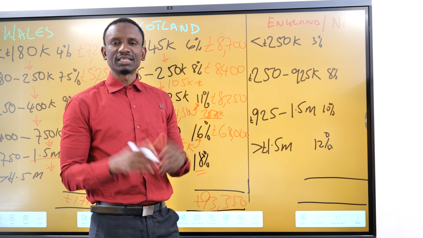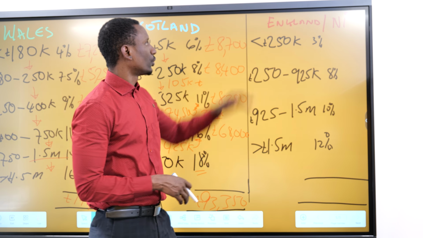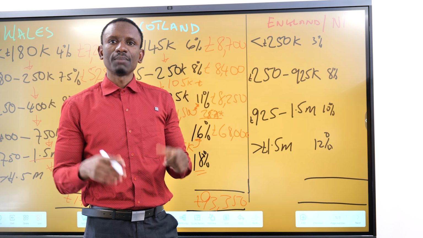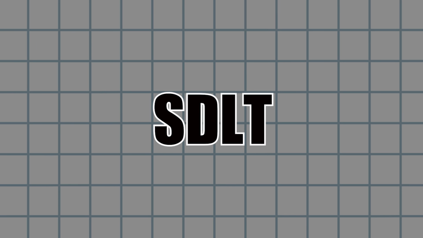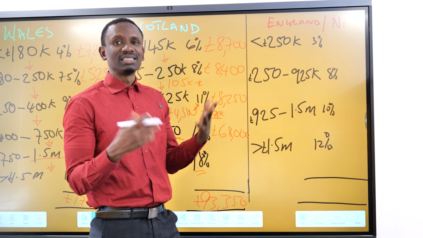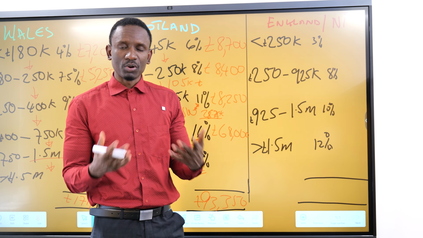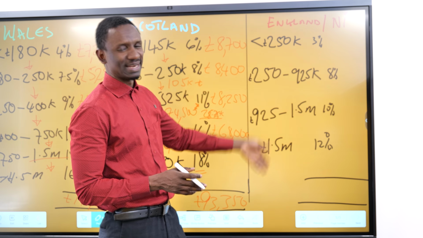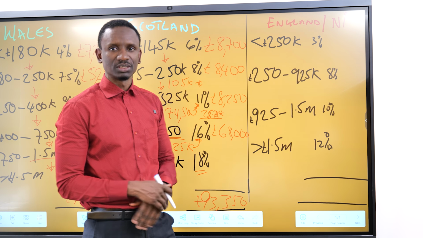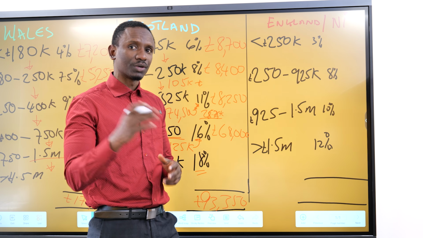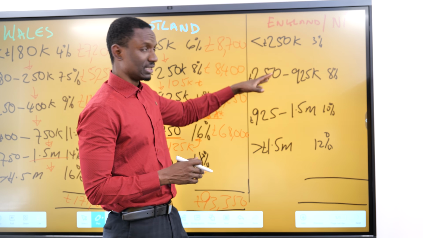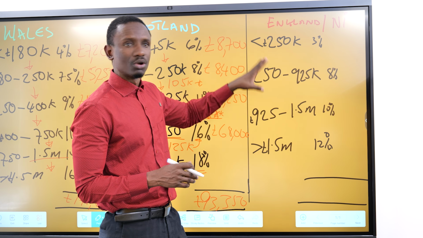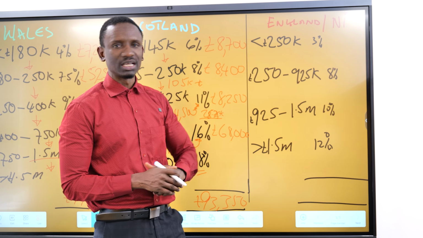Let's now take a look at England and Northern Ireland. So in England and Northern Ireland, stamp duty is called stamp duty land tax, in short SDLT. Again, this is the tax you pay for acquiring properties in England, and most of our investors acquire properties in England. So this will be vitally important for any investor looking to invest in properties in England, not in any of the other countries that we've discussed.